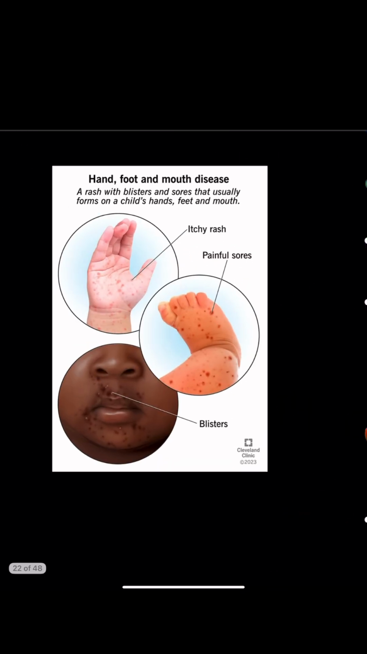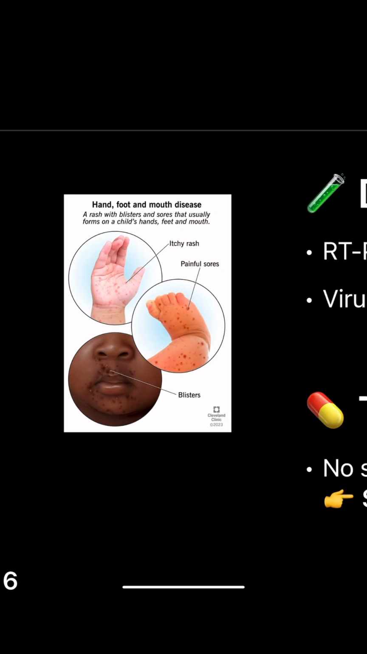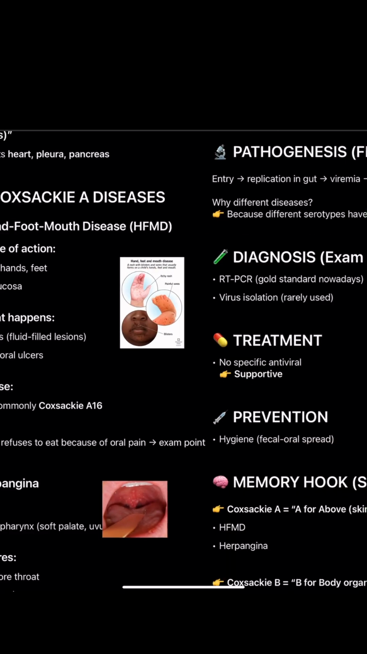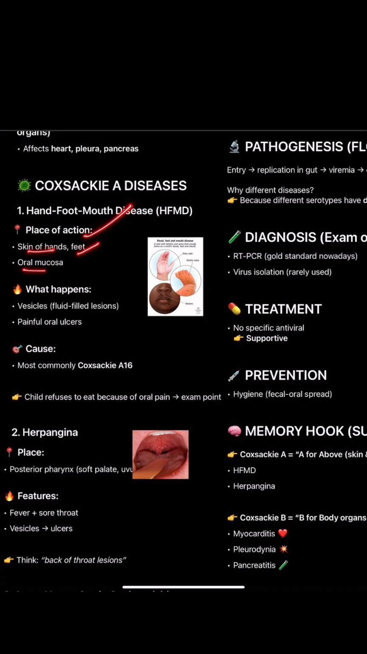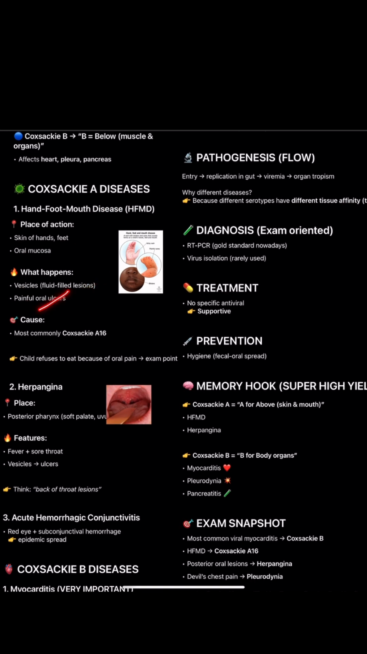The clinical presentation is hath, itchy rash, pay, painful sores, and tonda, blisters. A rash with blisters, sores that usually forms on a child's hands, feet, and mouth. So place of action: skin of hands and feet, oral mucosa. What happens? Vesicles, fluid-filled regions, and painful oral ulcers caused mainly by Coxsackie A16. Child refuses to eat because of the oral pain.